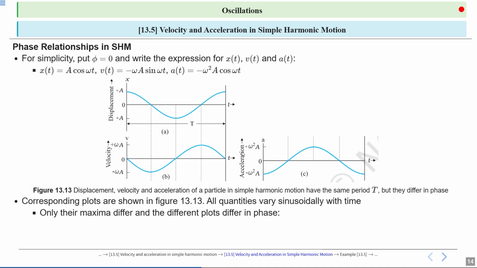For example, when displacement is at its maximum, velocity is 0 and acceleration is at its maximum in the opposite direction. So here in figure A, this is the maximum. Here in B, the maximum is this one, this point, again this one, and in C, this one.